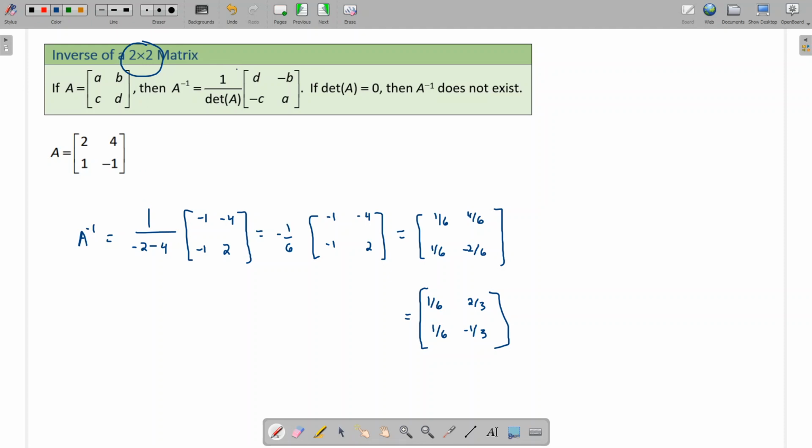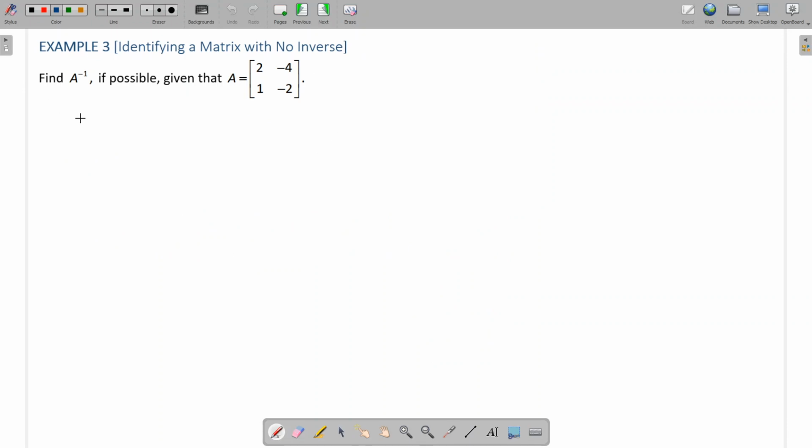But it does illustrate something that is true in general. If the determinant of the matrix is 0, then you're going to have 1 over 0 here, which is undefined. So when that happens, whenever the determinant is 0, there will not be an inverse matrix. So you can actually see that in this example here. So this says identifying a matrix that has no inverse.